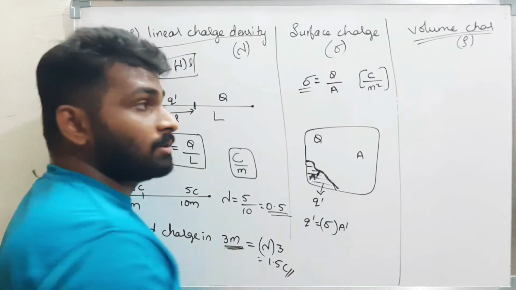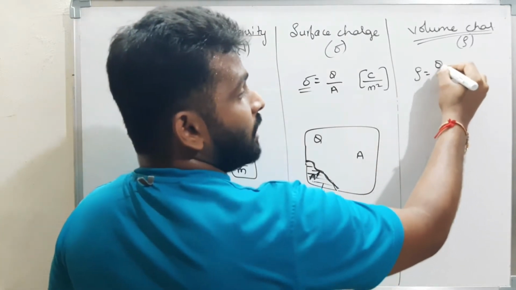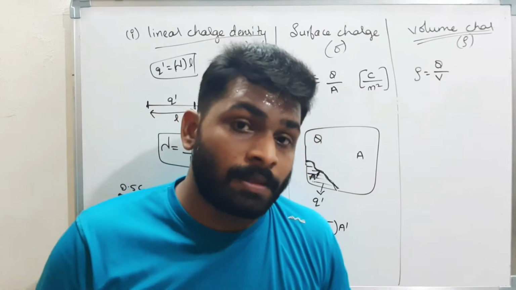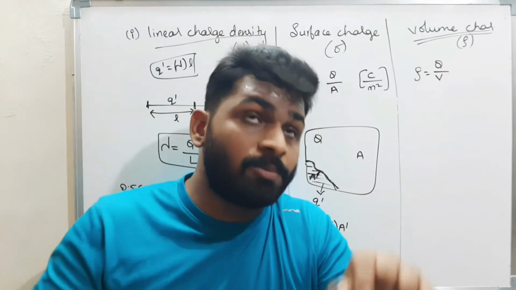What is this volume charge density? That is rho, simply charge per unit volume. Sometimes if you take non-conductors, for conductors always the charge will be on the surface.